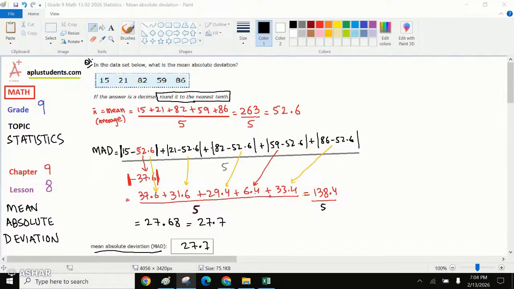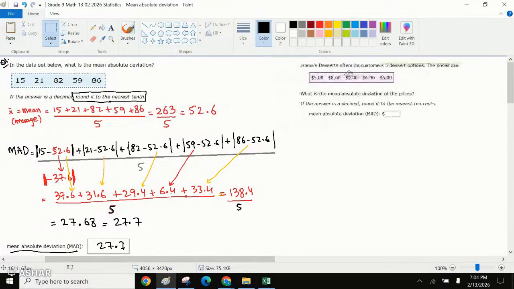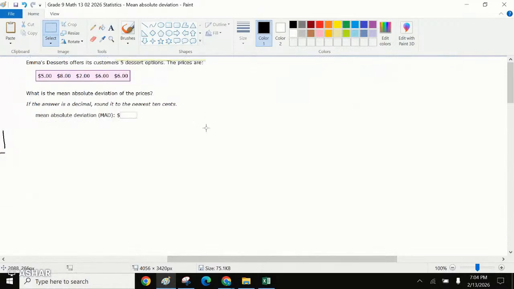Okay, for the next question, question number 2, this information is given to us and they're asking us what is the mean absolute deviation for this particular question. So this is our question number 2.